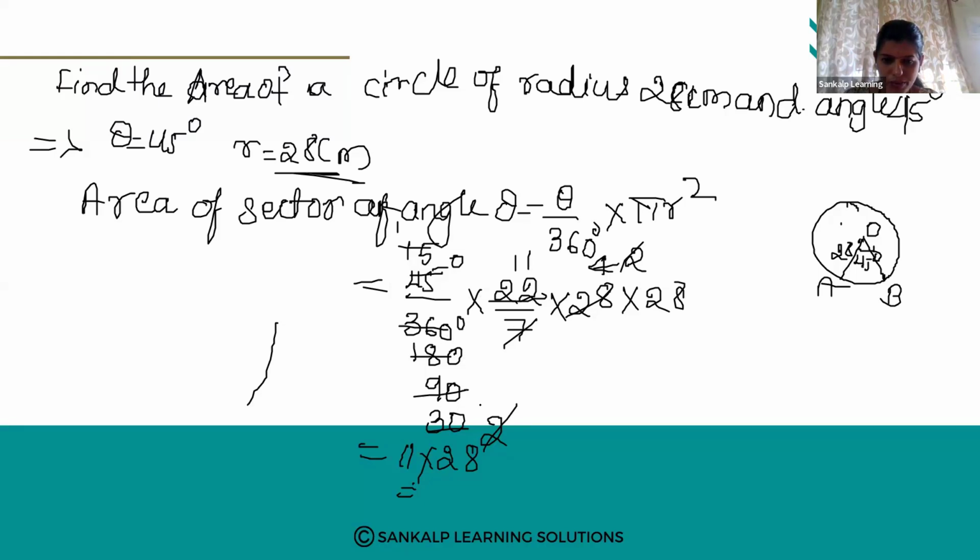So 11, 15 ones are 15, twos are 30. Yes. So finally you will get 11 into 28. That is 11 eights are 88. So 11 twos are 22. 22 plus 8, it is 30.